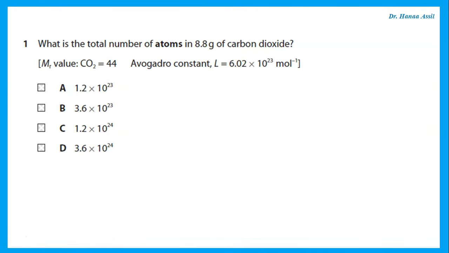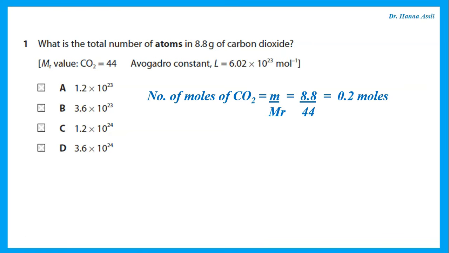The first question here was, what is the total number of atoms in 8.8 grams of carbon dioxide? So we have the mass of carbon dioxide, and we can get the number of moles. The number of moles is the mass over the molecular mass of carbon dioxide. Of course, we are already given the MR of carbon dioxide, so the number of moles is 0.2 moles.